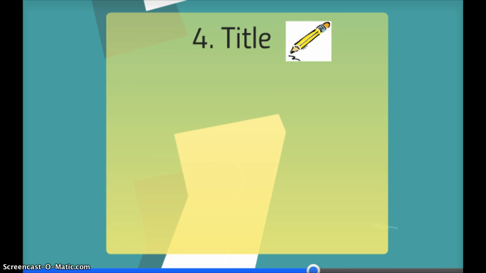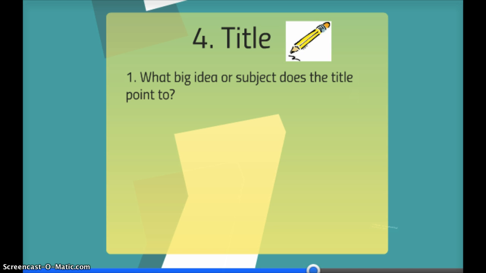All right, finally, the title. With the title, you really have to think about, well, what big idea does it point out to us? Or what parts of the story does it highlight that might point us to the theme? Okay, so how does the title relate to the story? What big idea or subject does the title point to? The title in and of itself isn't necessarily going to give us the theme, but it will point us in the right direction. Let's look at some examples.